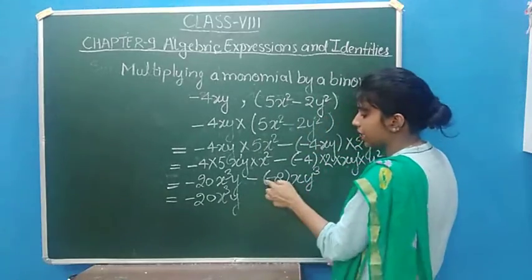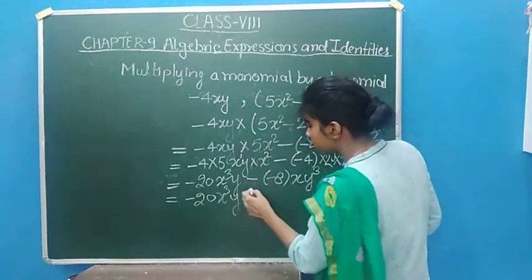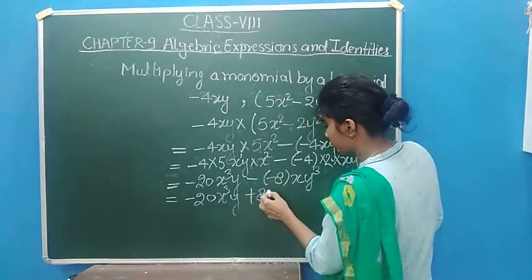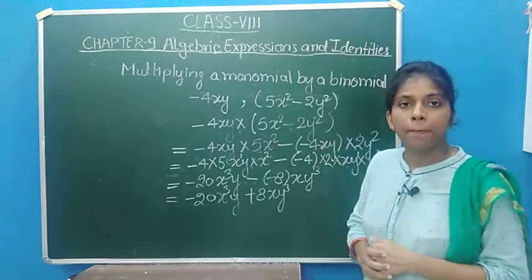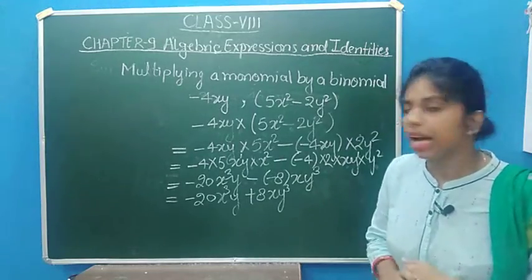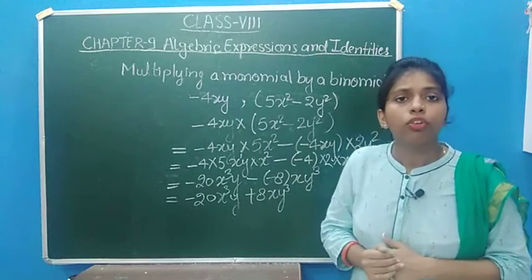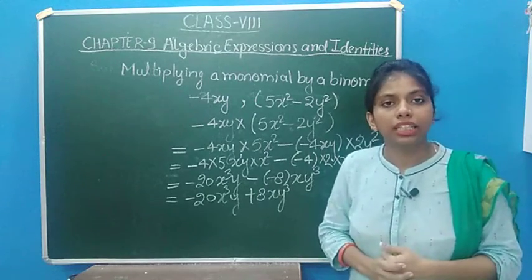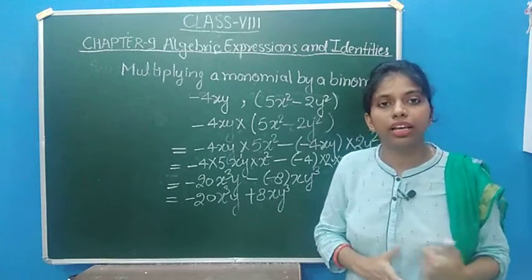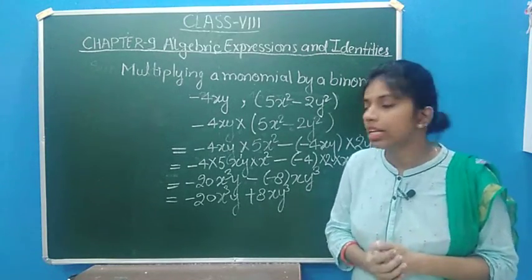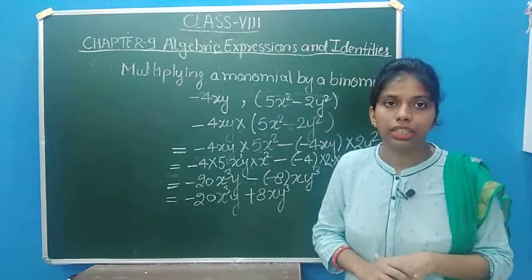Here we have minus and minus. Whenever we multiply minus with minus, we get plus, so plus 8 x y cube. So this is our answer. In the same way we have to multiply a monomial with a binomial. The only thing we have to do is apply the distributive property, and after that we know how to multiply a monomial with a monomial. So this is the way to solve this type of multiplication.